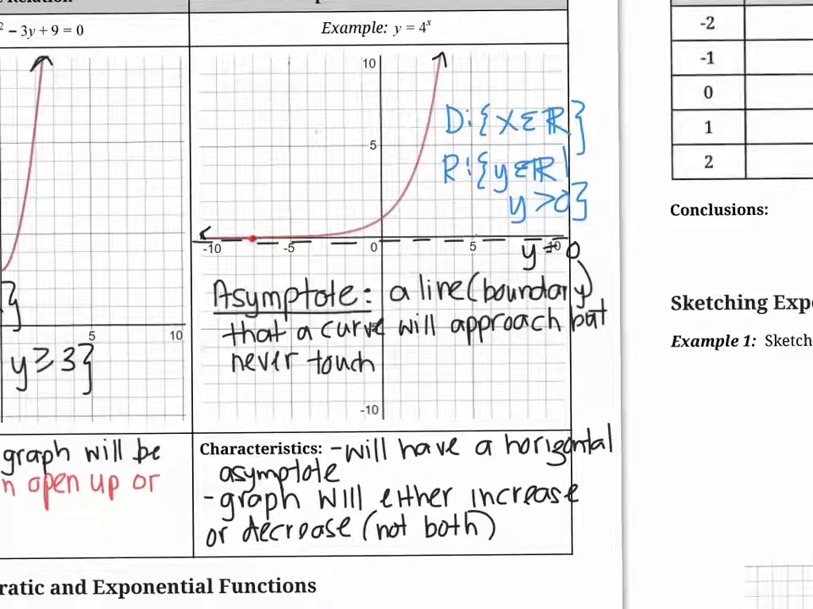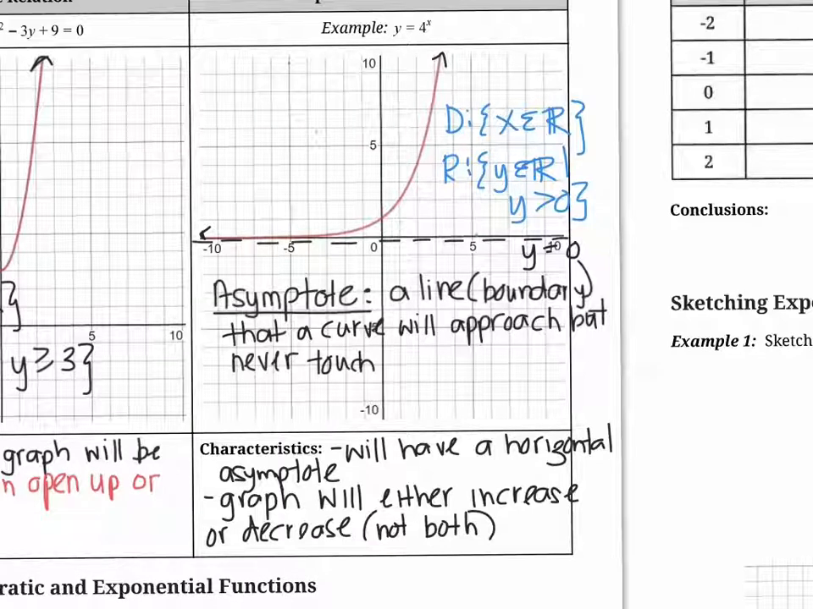It looks like it's hitting it right here, but by the definition, an asymptote is a boundary, usually a line, that a curve will approach but never touch, which means that if there's a boundary at y equals 0, this curve is going to get so close to 0, but it's not actually going to touch 0. So y has to be greater than 0, not equal to.